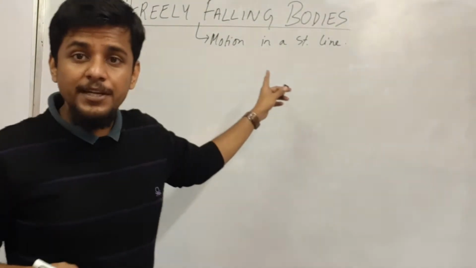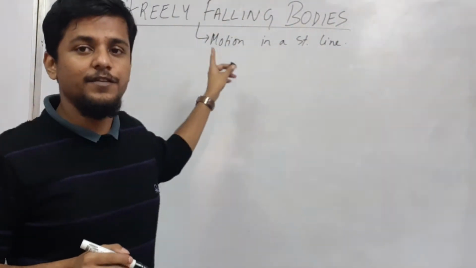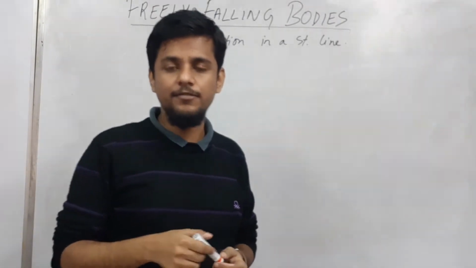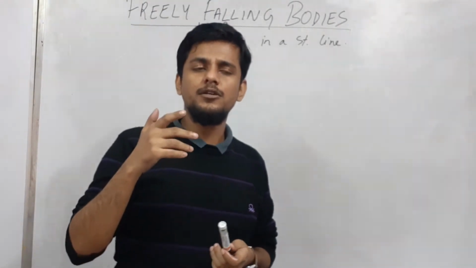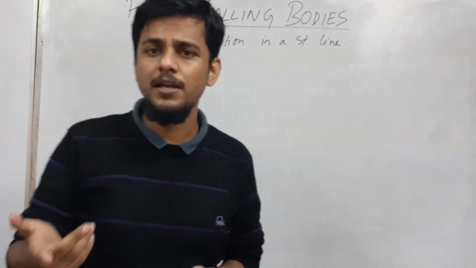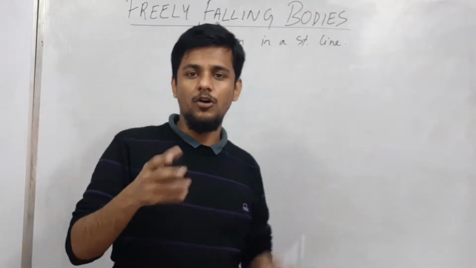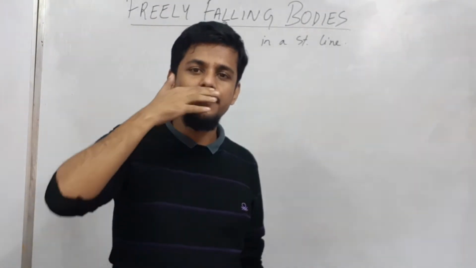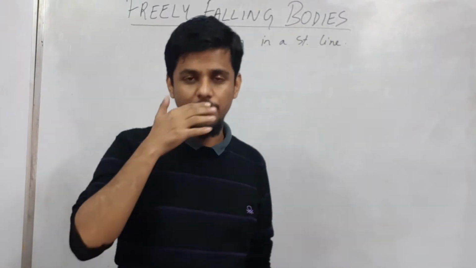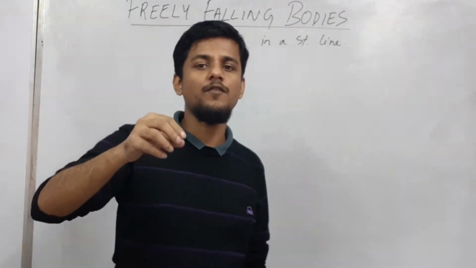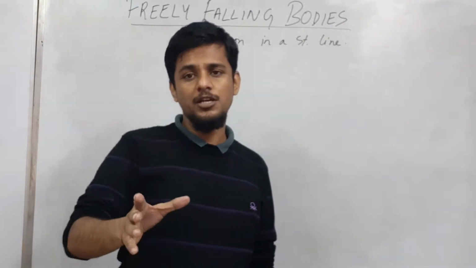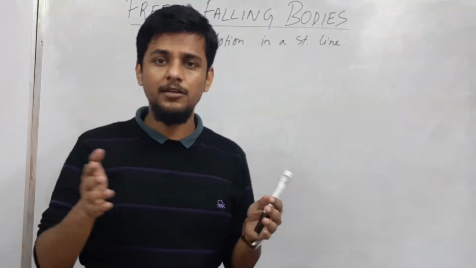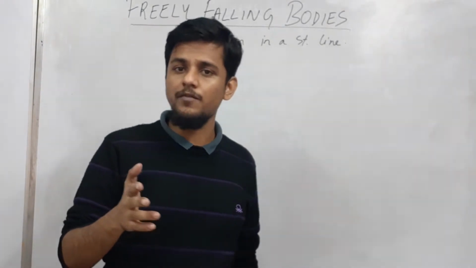The assumptions that we need to make to assure that the freely falling body is a motion in a straight line is that we neglect air resistance. And we also assume another thing, that the object is dropped from a height towards the Earth's surface, and that height is very much less than the radius of the Earth. Or we can say that the object is dropped from a point which is very close to the surface of the Earth.